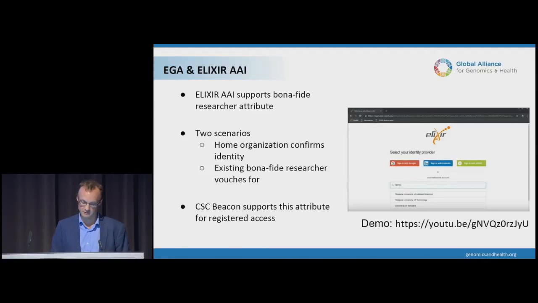The other scenario is where an existing bona fide researcher could vouch for another researcher. This would be completely up to the individual data access committee as to which of these modes they want to support. We have an early pilot of this that we've been working on with our colleagues in Elixir Finland, where they've shown that we can get this whole automation of the bona fide researcher to grant access to datasets working. There's a nice YouTube video. I'm not going to show it. Probably some of my colleagues will be disappointed, but there's a link to it there.